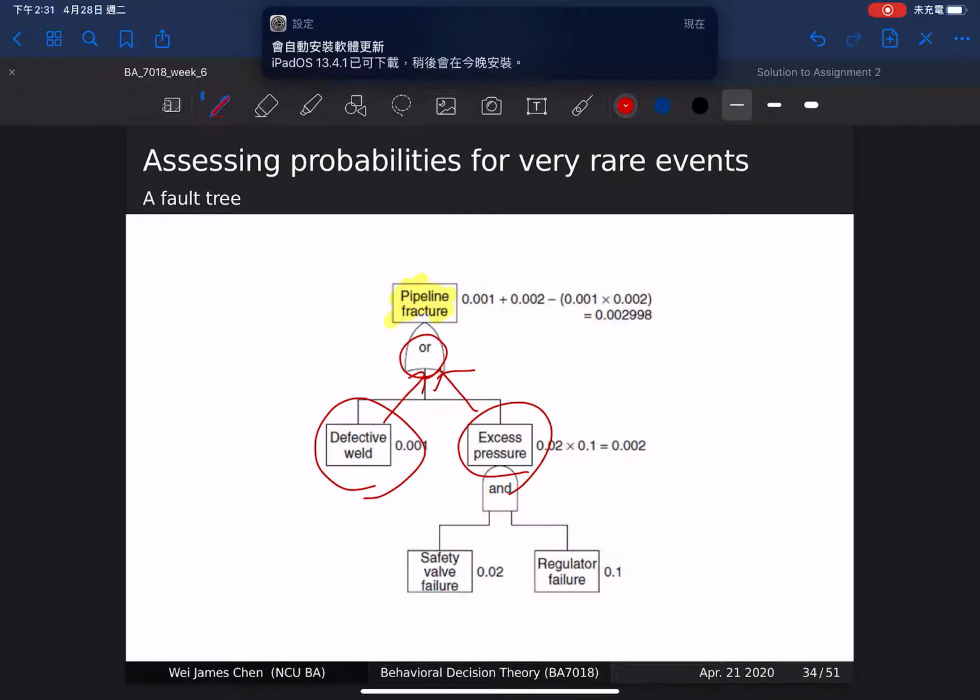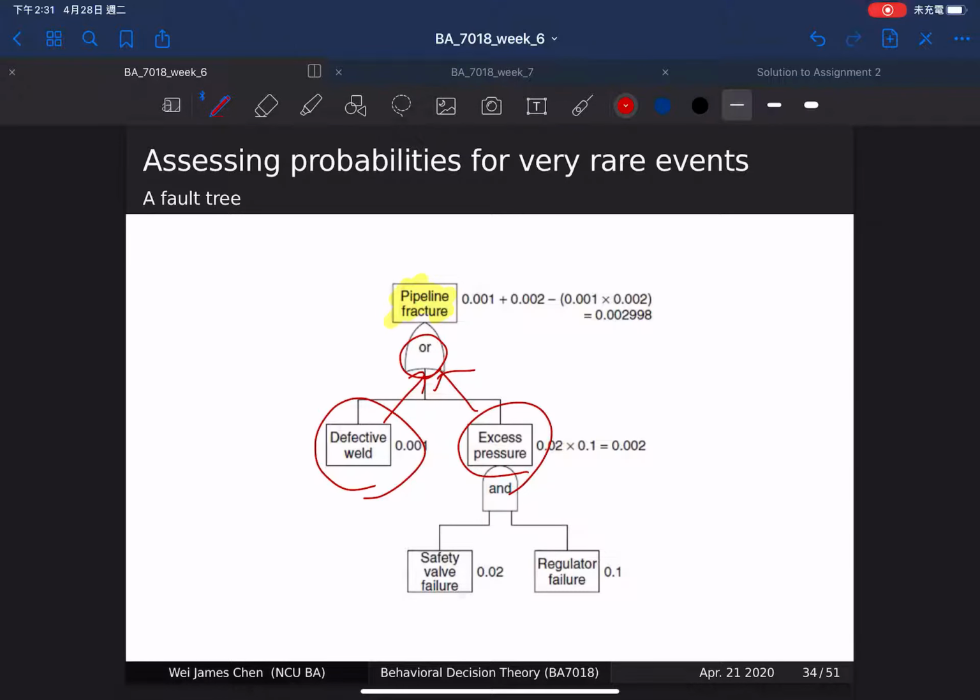And the excess pressure is caused when the safety valve failure and the regulator failure both happen. So it's an AND, then it will happen. So here, because it's an AND and you assume independence, you multiply these two probabilities together. And then you add this probability.